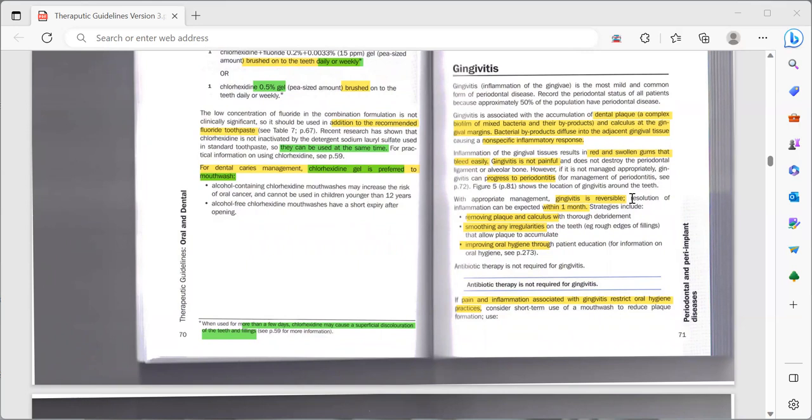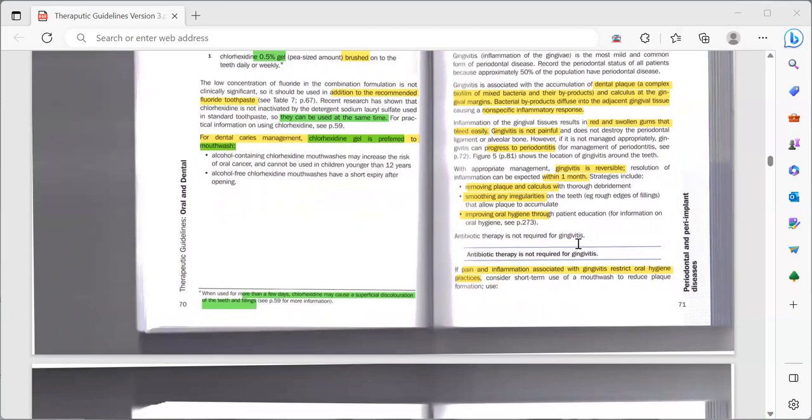What is the main management for gingivitis? It is the removal of plaque and calculus with thorough debridement, meaning the scaling appointment, and smoothing. If there is any area where food is getting stuck, then in that area we need to clean it thoroughly or remove the irregularities, and improve oral hygiene through patient education, which would involve brushing and flossing. If the patient has a larger gap in between his teeth, he can also use interdental brushes. And the recovery is expected to be seen within 1 month.